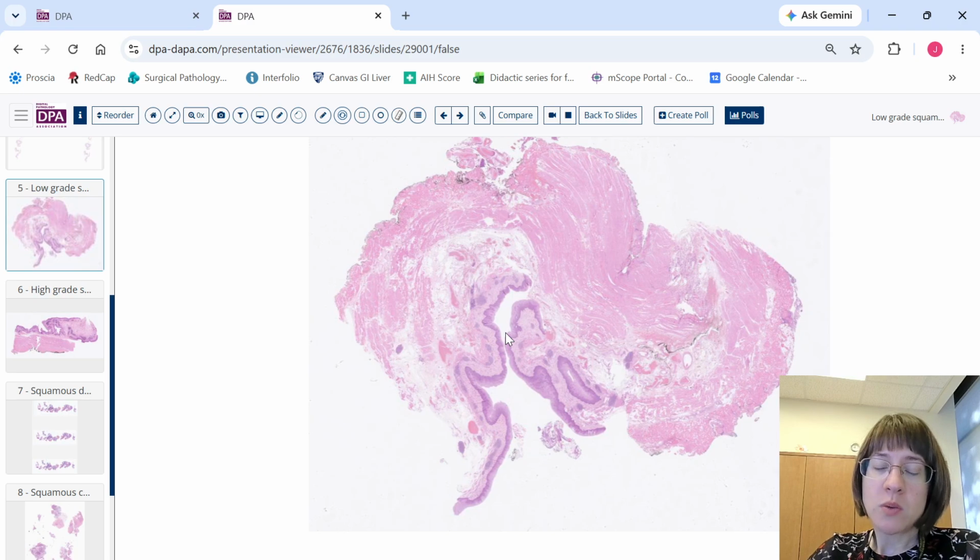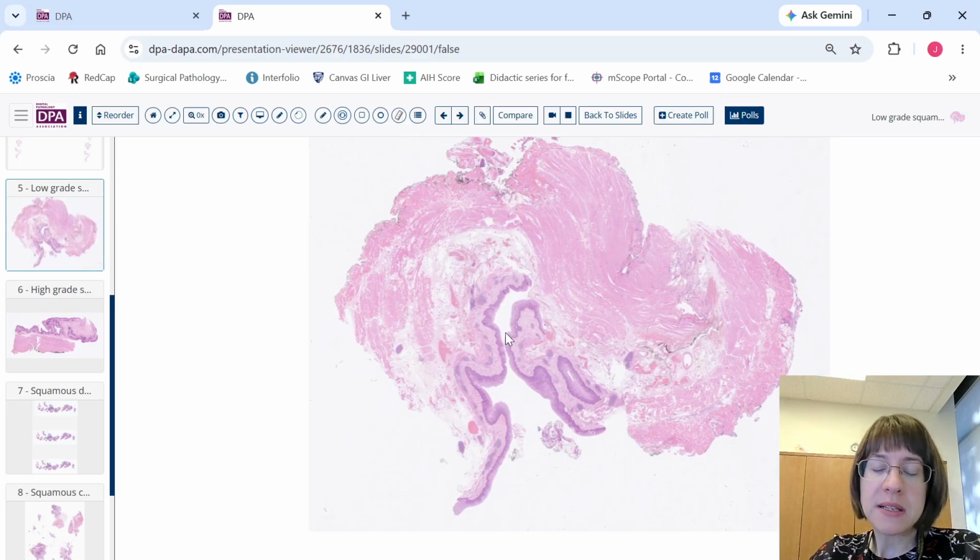When we're talking about squamous dysplasia, we divide it into low grade and high grade. So low grade squamous dysplasia is going to be confined to the bottom half of the squamous epithelium. And high grade squamous dysplasia typically is going to go into the upper half of the epithelium, but we also can make a diagnosis of high-grade squamous dysplasia if we have really severe atypia at the bases.